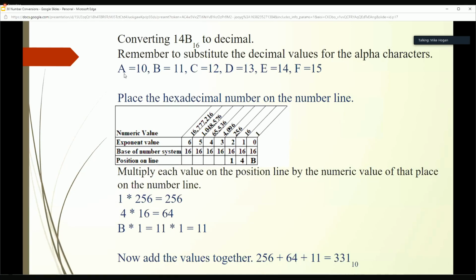And we just follow that all the way up to 15, right? And so it's going to be 0 through 9. And instead of 10, it's going to be A. B is 11, C is 12, D is 13, E is 14, and F is 15. That makes sense?